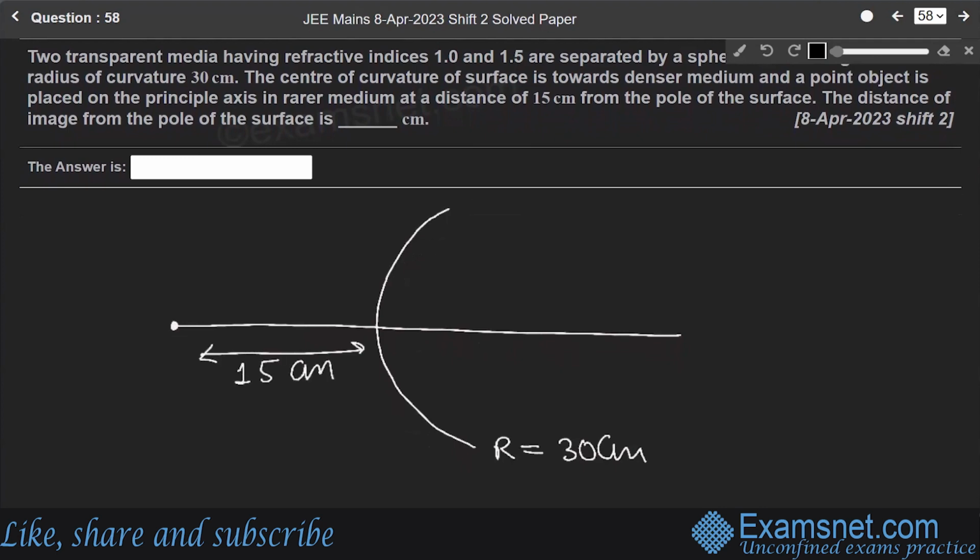Okay, this is 15 and refractive index mu is equal to how much? 1.5. Two transparent media having refractive indices 1.0 and 1.5. Okay, this is 1.0, this is 1.5. We have to find the distance of the image. This is the object distance. We have to find the image distance V.